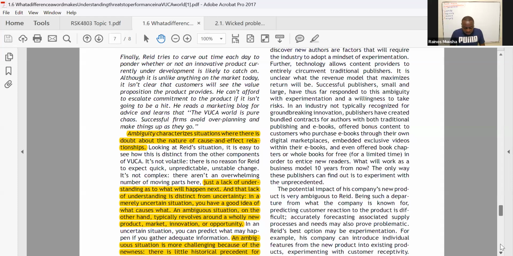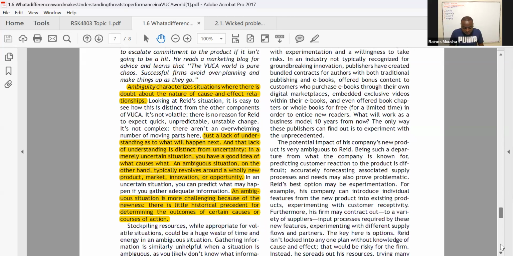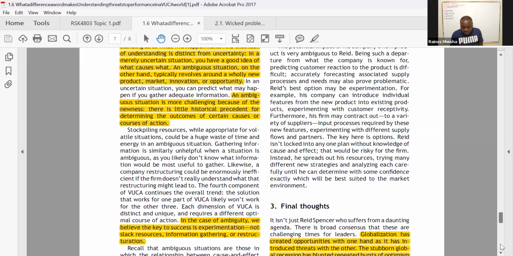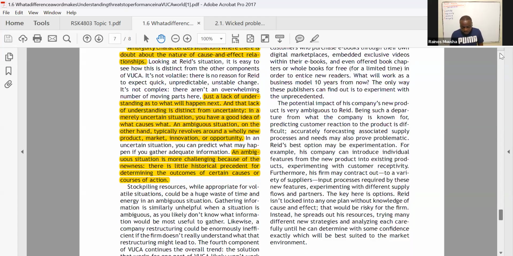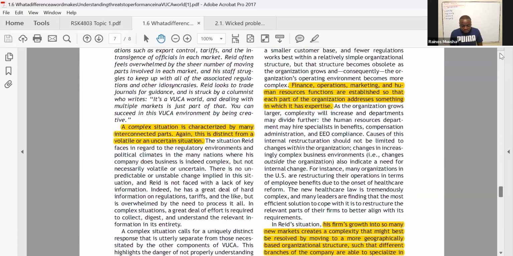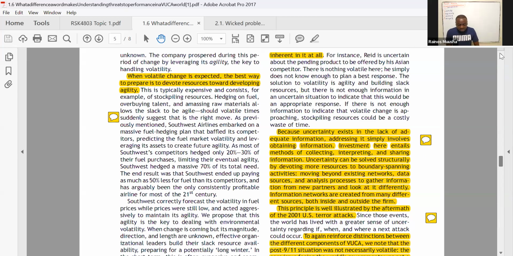An ambiguous situation, on the other hand, typically revolves around wholly new products, market innovation, or opportunity. So an ambiguous situation is more challenging because of the newness. There is little historical precedent for determining the outcomes of certain causes and courses of action. In the case of ambiguity, we believe the key to success is experimentation, not slack resources, information gathering, or restructuring.